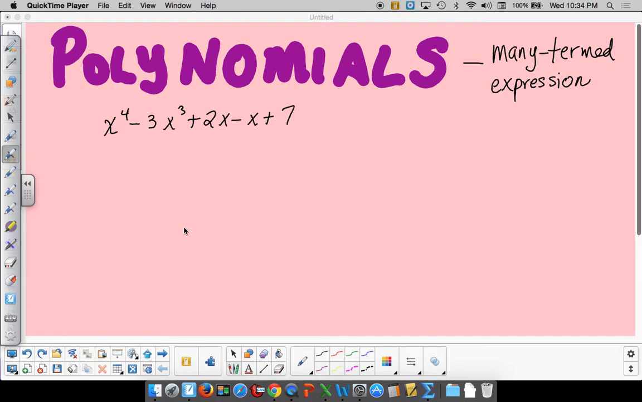Today we need to talk about two topics. Both of them should be quite familiar to you from back in Algebra 2. The first topic is polynomials, and the second part will just be working with square roots.